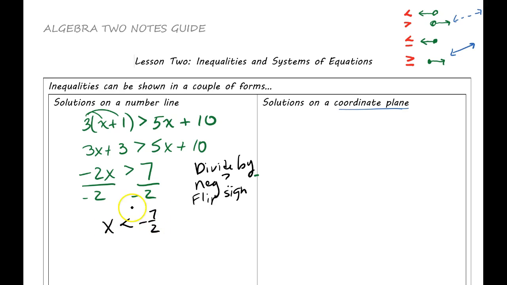And some teachers are okay with, like, this is your answer, yay. Some people want it on a number line. I like to see the answer on a number line. Let me put 0 on there.